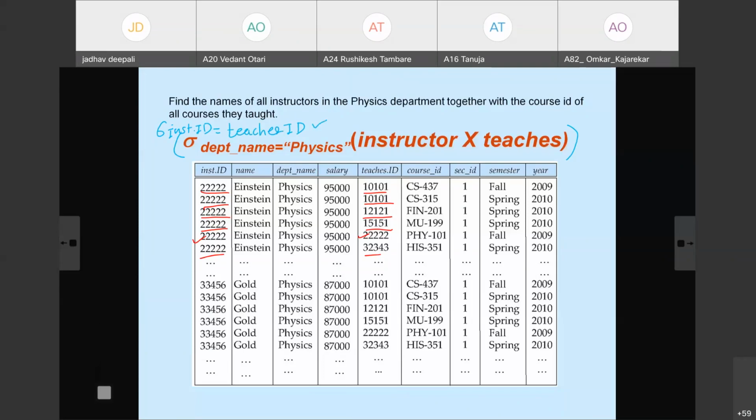Such a selection forces equality on those attributes which are common in both the relations. So which attribute is common in both the relations? Instructor.id and teachers.id. So we need to apply selection on this attribute which is common in both the relations. And that is the drawback of Cartesian product, that we need to apply another selection forcing equality on those attributes which are common in both the relations.